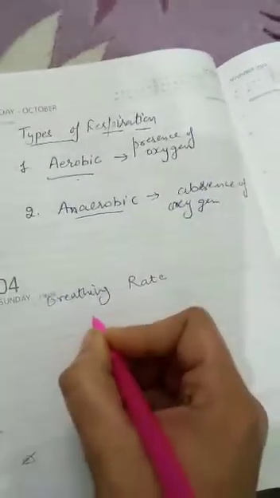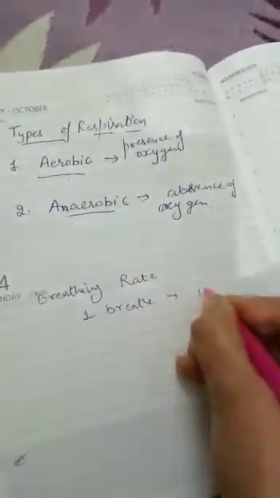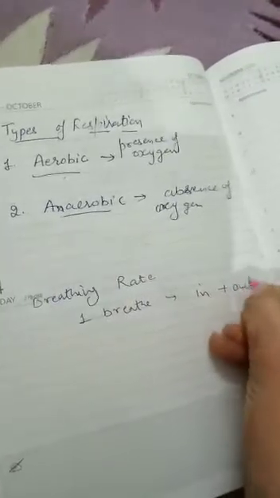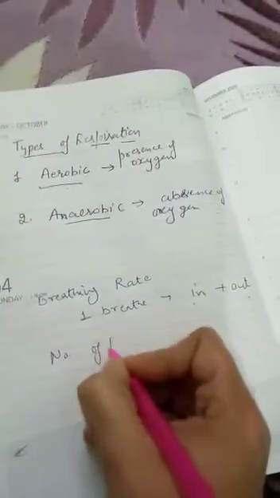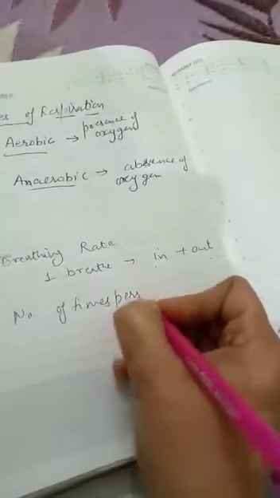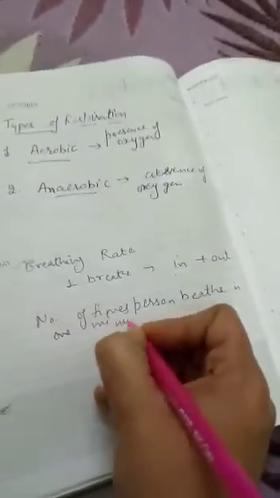One breath means one time we are taking the gas in and out, that is called one breath. Breathing rate is the number of times a person breathes in 1 minute. In 1 minute, how many times we are breathing, that is called the breathing rate.